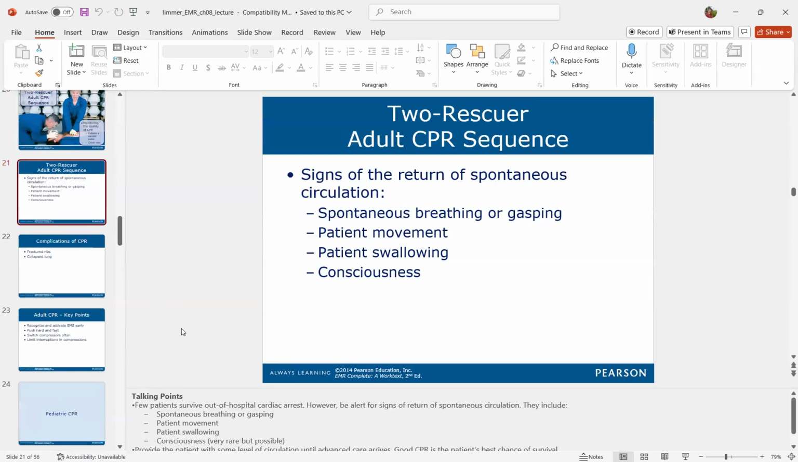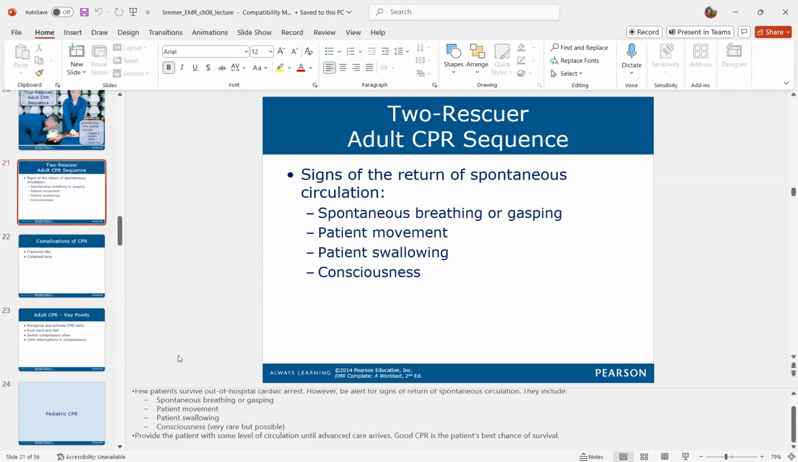Few patients survive out-of-hospital cardiac arrest, but there are signs of return of spontaneous circulation, or ROSC. If you have a patient who starts breathing or gasping, starts moving around, starts swallowing, or becomes conscious, awesome for you guys. It means you just did effective CPR and this person has gone back into a rhythm. Provide the patient with some level of circulation until advanced care arrives. Good CPR is the patient's best chance of survival. They can always become unresponsive again, so just be prepared to start CPR again.